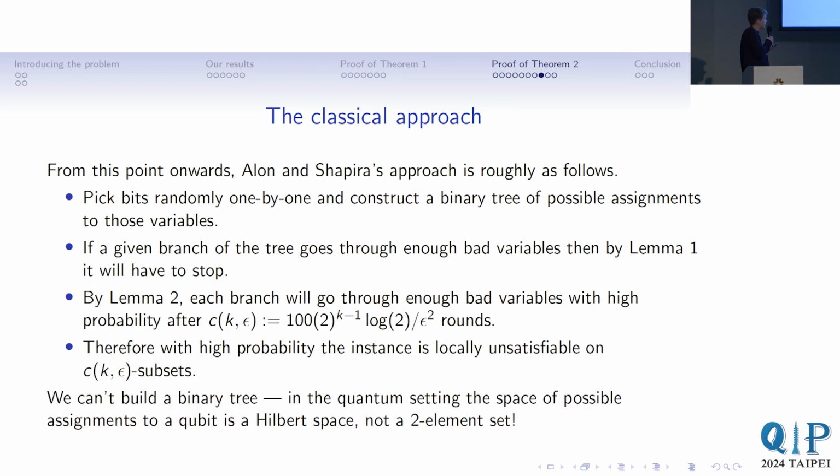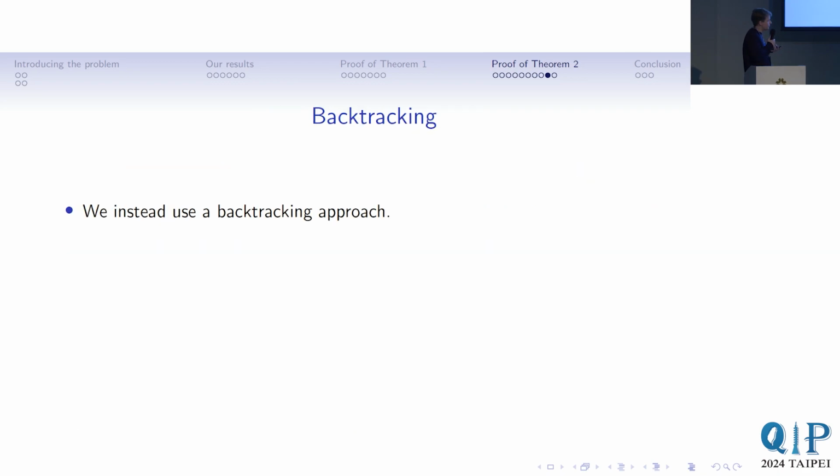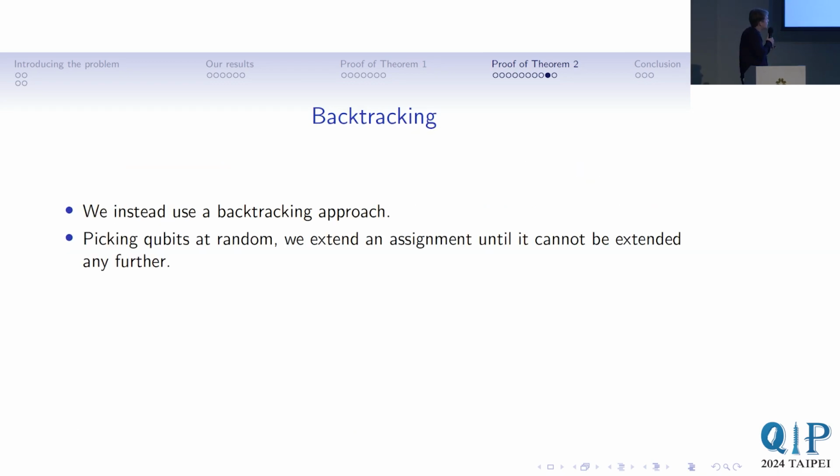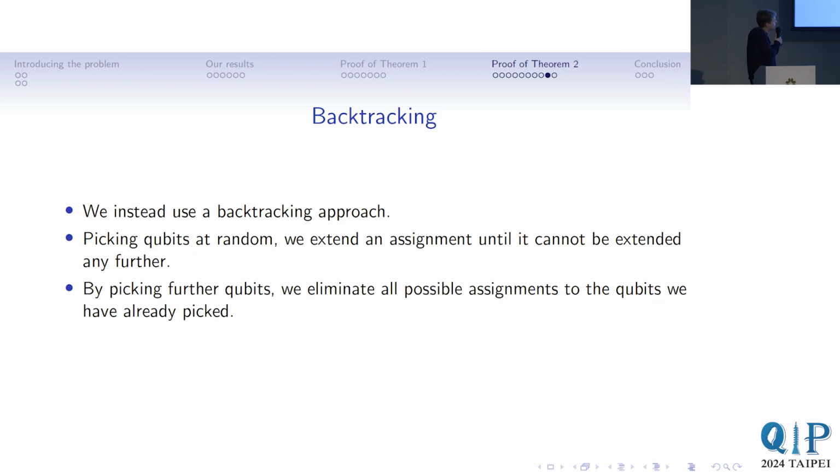Of course, you can't apply this directly in the quantum case because you can't build a binary tree, and this is the problem with quantizing Alon-Shapira's proof. In the quantum setting, the space of possible assignments to a qubit is a Hilbert space. It's not a two-element set. So the way we get around this problem is to use a backtracking approach. We pick qubits at random, and we extend an assignment until we can't extend it any further. And then we pick some more qubits, in order to eliminate all possible assignments of the qubits we've already picked. So that's the idea of the backtracking approach.